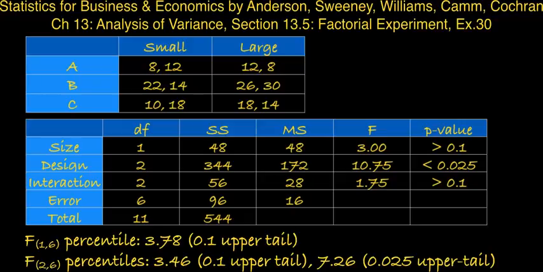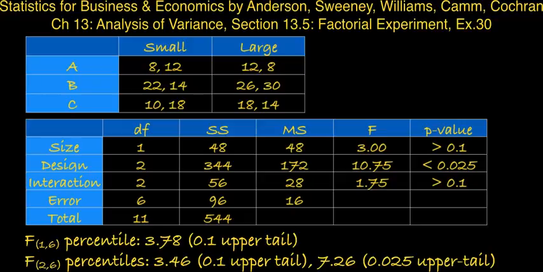And finally, the F statistic 1.75. 1.75 is to the left of 3.46, so its tail area must be larger than 0.1. In other words, the p-value corresponding to that F statistic is larger than 0.1.